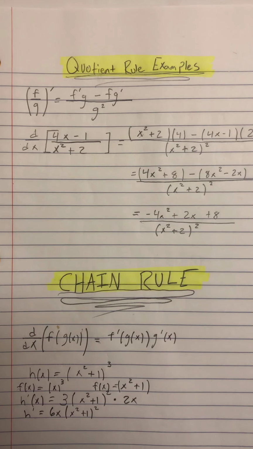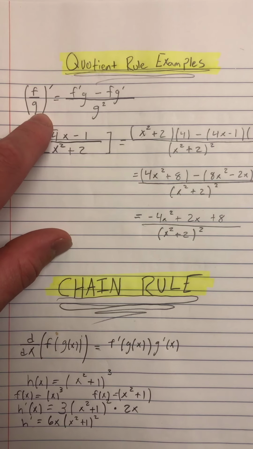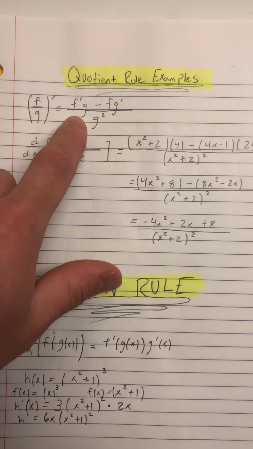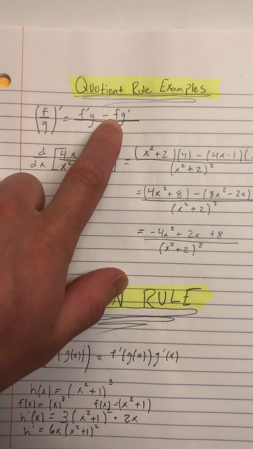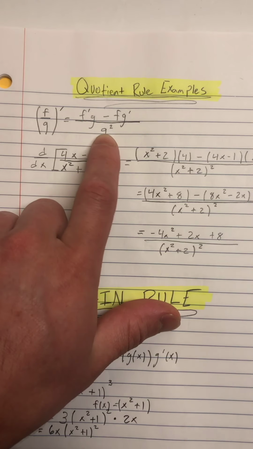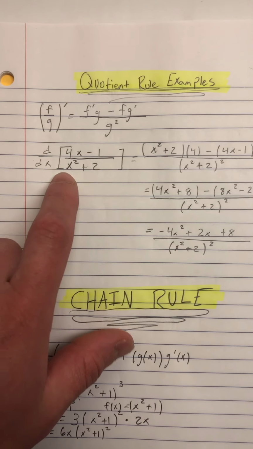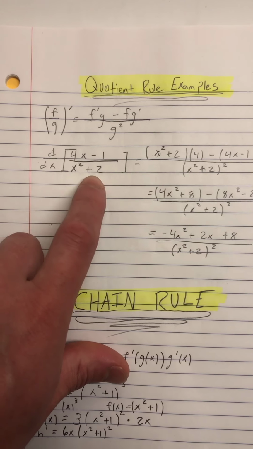This one is the quotient rule. So you got one function divided by another function. So this would be the formula. It'd be f prime times g minus f times g prime all over g squared. So, for example, we got 4x minus 1 over x squared plus 2.